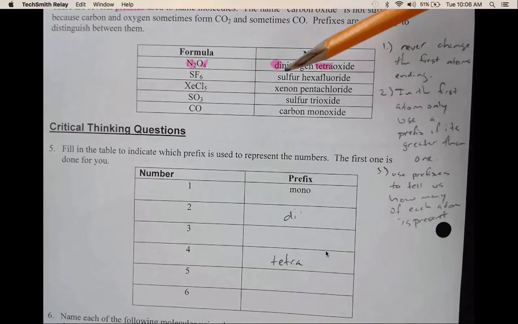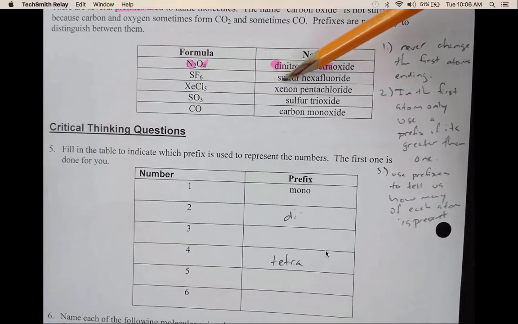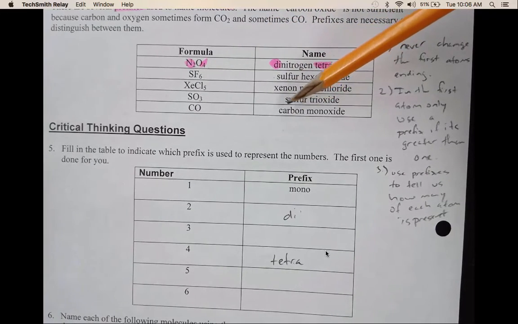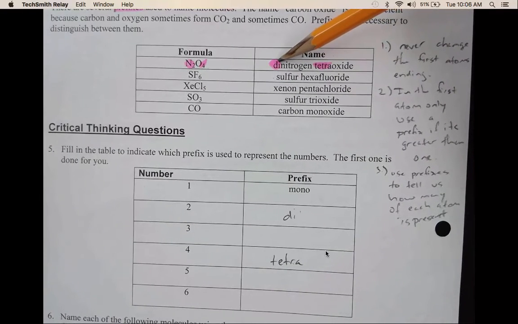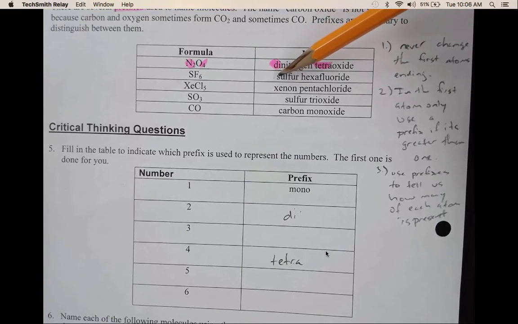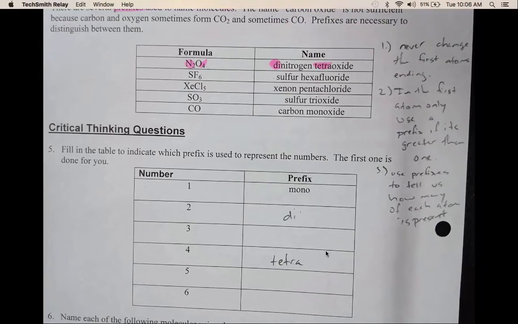So if you look at all the other examples, you would see here that when the prefix is 1, we decide not to use it. So only when the prefix is greater than 1 do you use a prefix on the first atom. So that's why we see it's dinitrogen. Every other case, there's no prefix, and it's all because all of the subscripts are 1. And then we use the prefixes to tell us how many of each atom is present.